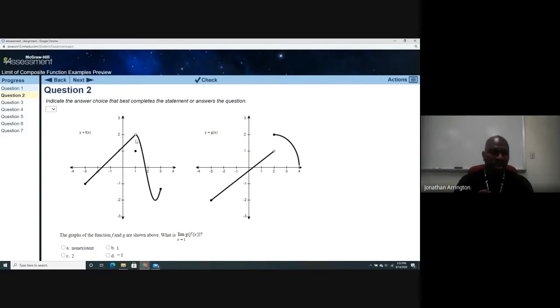So since we're approaching the limit from below on the inside function, we can find the limit of the composite function by finding the limit of this guy as x goes to 2 minus. So below we do minus. We're going to find the limit of g as x goes to 2 minus. That's finding the limit from the left, and that limit obviously is 1.